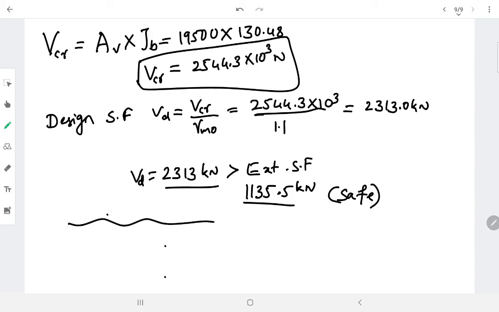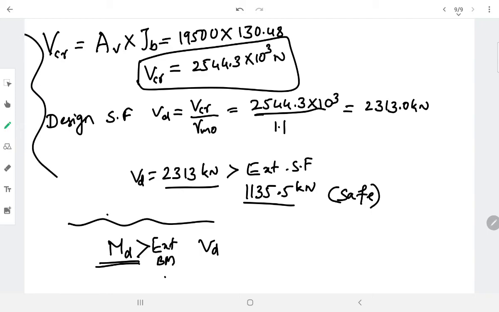So in this design, we have come to know that MD is good and the VD value is also good. MD, which we compared with the external bending moment, has come out more than it. And the VD value, with all these formulas we have used, has come out more than the external shear force. So whatever plate girder dimensions we have selected, they can resist the external bending moment and external shear force safely without any failure.